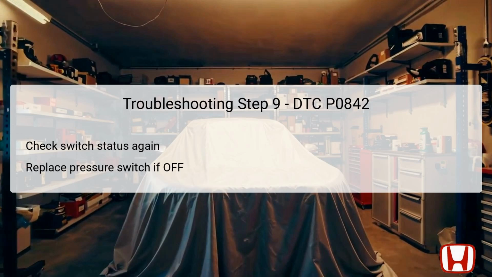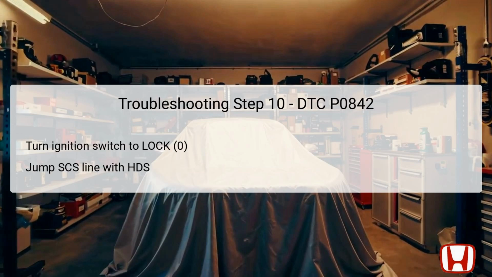After performing the replacement, it is necessary to clear the DTC and recheck the system functionality to ensure the problem has been addressed. Ensuring this switch operates correctly is crucial to effective transmission performance and vehicle operability. In cases where the switch status reads on again, further investigation is required to trace potential wiring issues or other factors affecting the switch behavior.